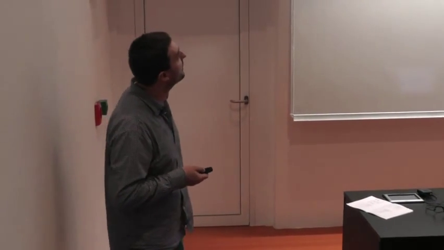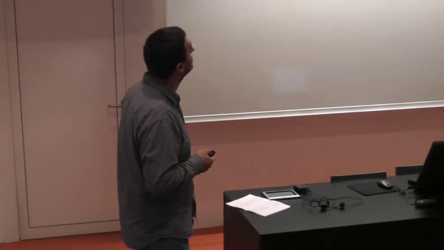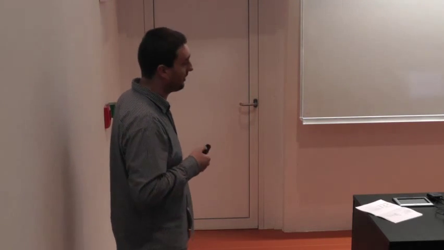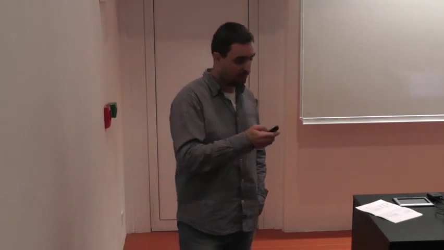Now, how do the actual components look like? So here is a grinder component. Basically, all the components look the same. They declare a trait that provides the interface it needs, which means in the grinder component we have something that provides the grinder. That's the method, in this case abstract. And we have the actual grinder declaration, which says what methods the grinder has. And this component then has the actual implementations.